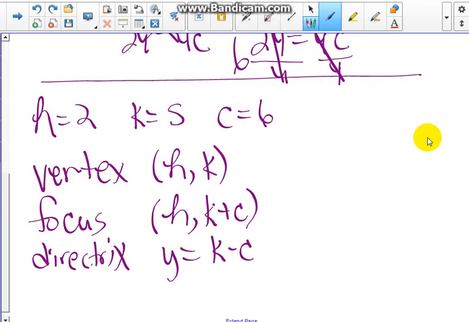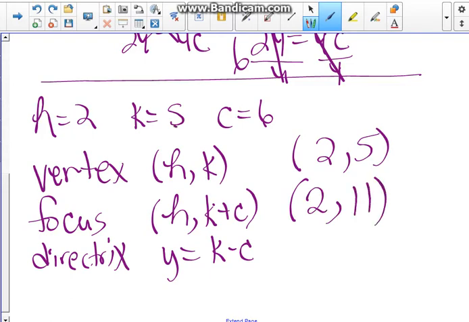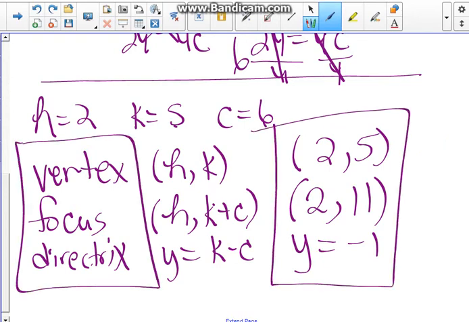So my vertex is hk, which is 2, 5. There's my vertex. My focus is h, which is 2, and k plus c. So 5 plus 6, which is 11. And my directrix is an equation because it's a line going through the y-axis. So it's y equals k minus c. Well, k is 5, c is 6, so k minus c is -1. And that is your answer for this equation. The vertex, the focus, and the directrix. And I'm going to stop right here.